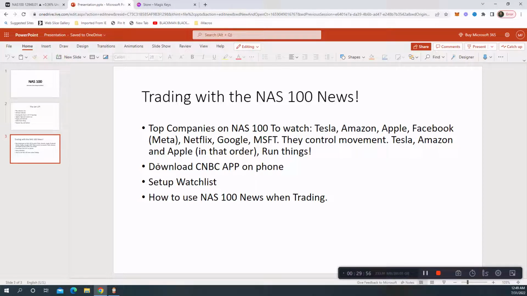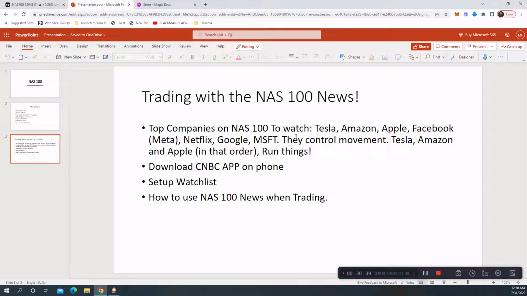Once you do that, you want to set up your watch list. It's all free, and you can create and name your watch list whatever you want. Once you set that up, you want to go back and put them in this order, and there's a great reason for this: Tesla, Amazon, Apple, Facebook, or Meta now, Netflix, Google, Microsoft. These companies pretty much control the movement of the NAS.